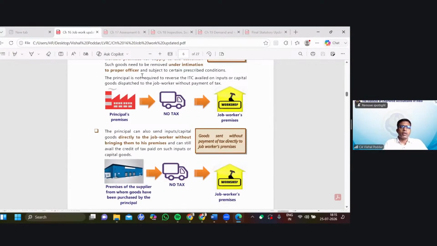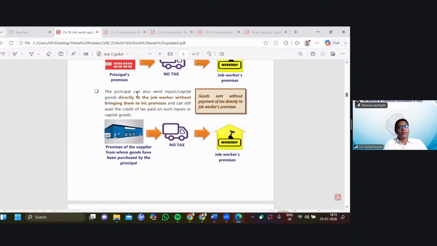The principal is not required to reverse the ITC availed on inputs or capital goods dispatched to the job worker without payment of tax. So neither on my outward side is there any tax implication, nor on my ITC side do I need to do any reversal. This is the special relaxation or benefit given by section 143.